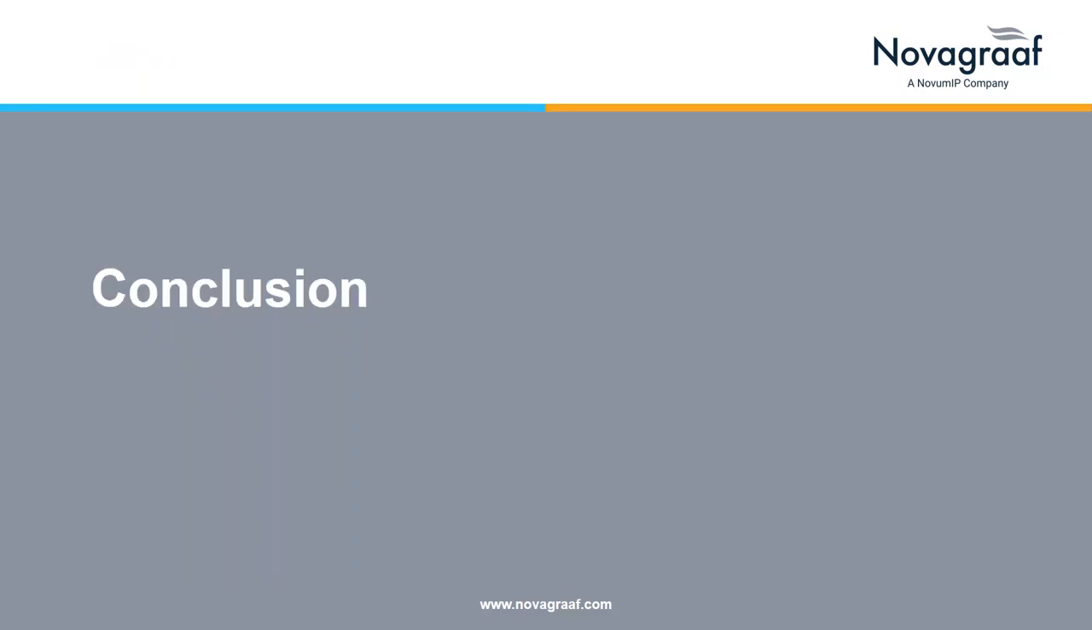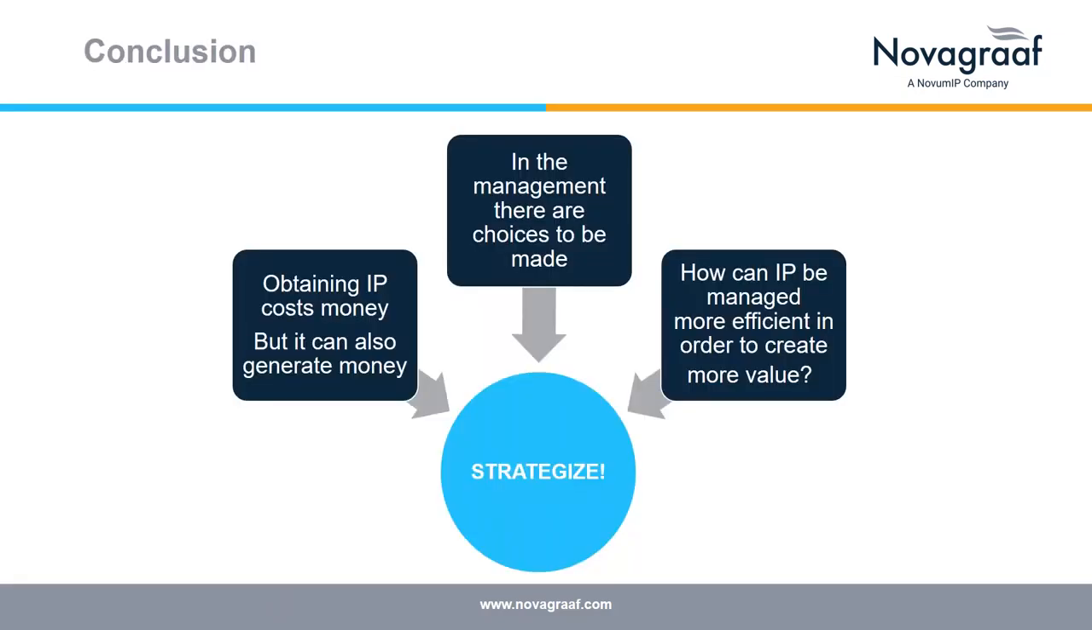So it's already time to come to a conclusion. As said, obtaining IP costs money, but it can also generate money. We've given some examples of that in the presentation, and mainly, of course, licensing, pledging, and sale of the trademarks. In the management, there are choices to be made when setting up your IP strategy. And how can IP be managed more efficiently in order to create more value? The key is IP strategy. You should have a good IP strategy in order to be able to maximize the value of your IP.